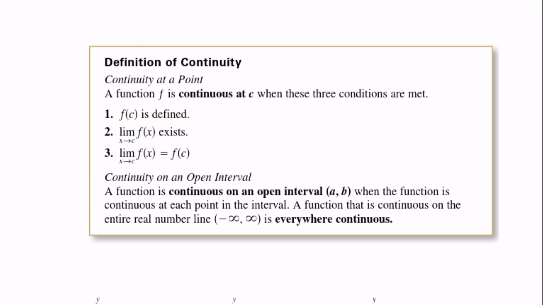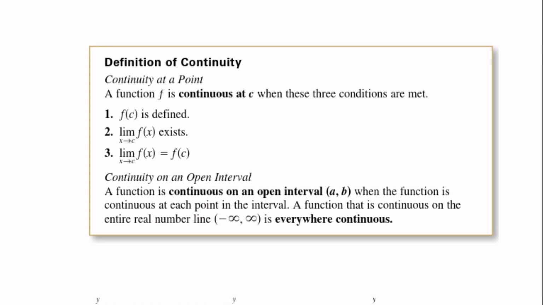2, the limit of the function f of x as x approaches c must exist, meaning that the left-sided limit is equal to the right-sided limit. 3, 1 and 2 must be equal. The limit of f of x as x approaches c must be equal to f of c. If these three conditions are satisfied, we say the function is continuous at the point C. And this is the official definition.